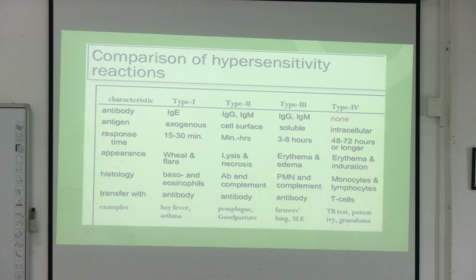In type 1 the antigen is exogenous, in type 2 the antigen is on the cell surface, in type 3 the antigen-antibody complex is soluble, and in type 4 it is intracellular. Response time: type 1 is 15 to 30 minutes, type 2 minutes to hours, type 3 3 to 8 hours, and type 4 is 48 to 72 hours or longer. Appearance: wheal and flare, atopy in type 1; lysis and necrosis of the cell in type 2; erythema and edema in type 3; erythema and induration in type 4.